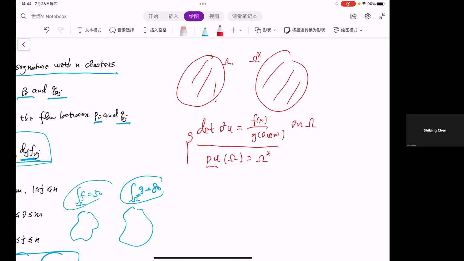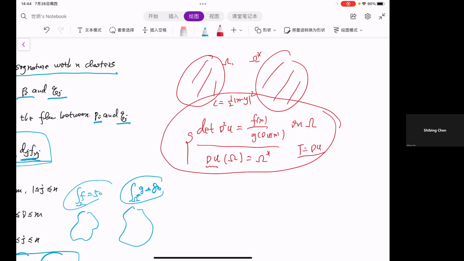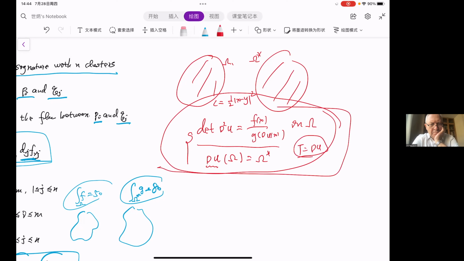If the cost function is half distance square, you have this very nice equation, and you can use a PDE technique like for Monge-Ampere equation, the technique developed by Caffarelli. You can study the regularity of u. The optimal mapping is nothing but T equals gradient u. This is Brenier's theorem. So you can use PDE technique to study this problem.